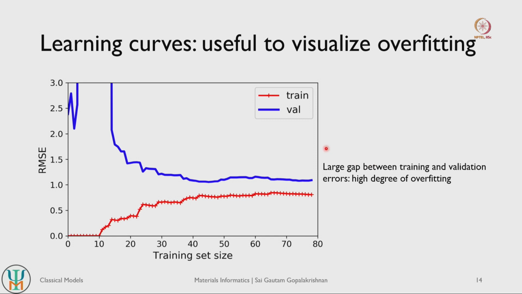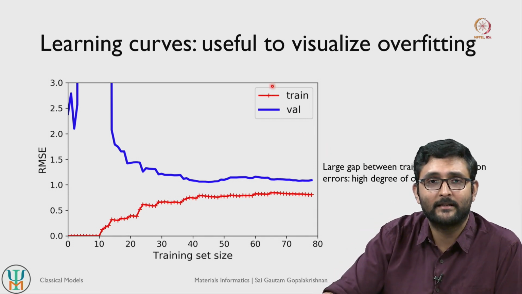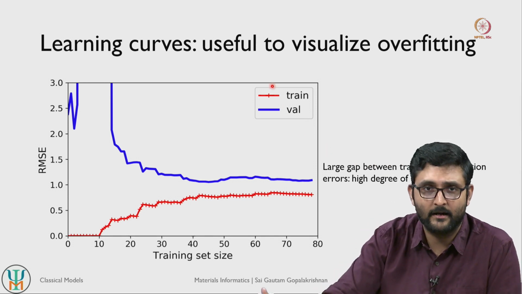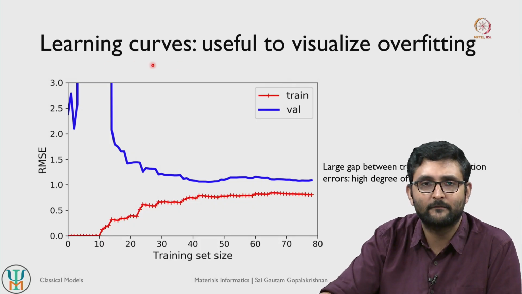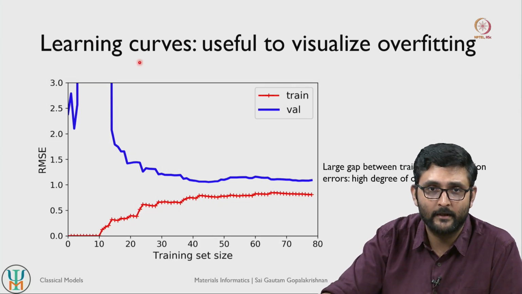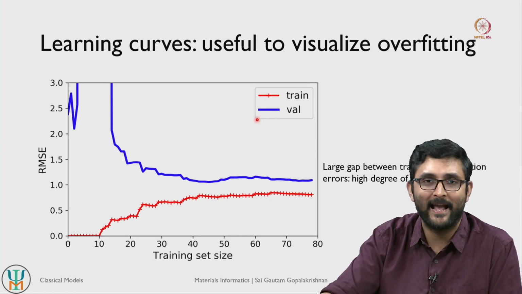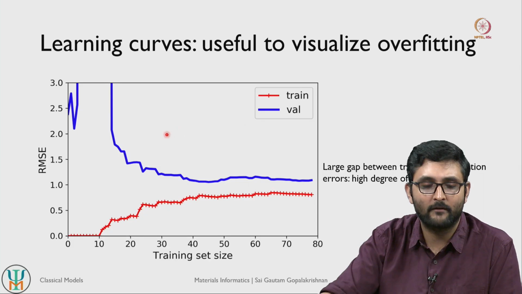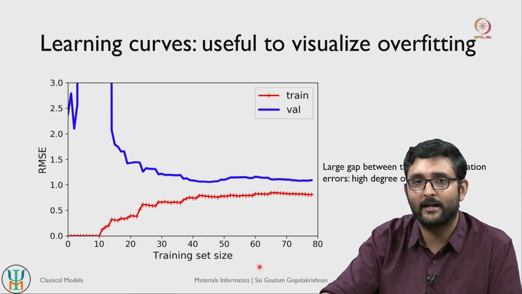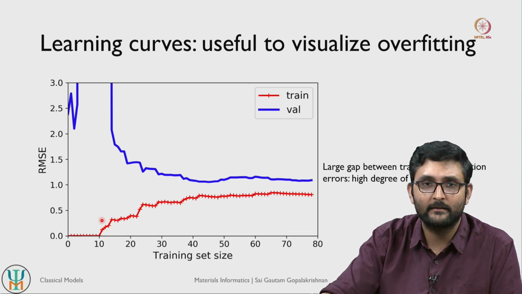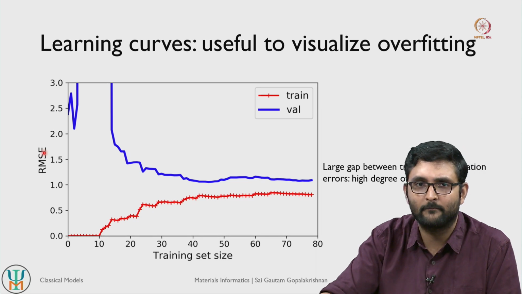Okay. Another useful way to understand whether our model overfits or underfits is to visualize what are referred to as learning curves. So what do I mean by learning curve? Learning curve basically refers to how your training and validation losses, or training and validation errors, are varying as a function of increasing your data set size, increasing your training set size. So this plot, for example, plots RMSE, root mean squared error, which is an example of an error metric.